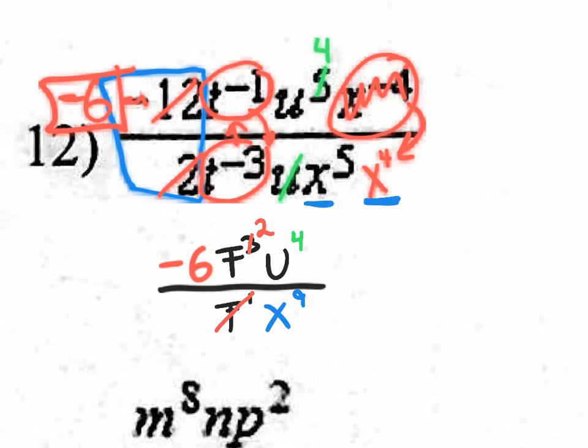Final answer is they're going to take that negative on the 6 and put it in front of the fraction. They're going to put 6 t squared u to the 4th over x to the 9th.